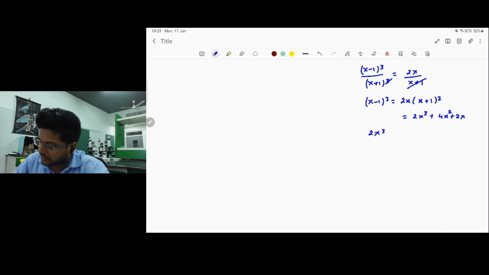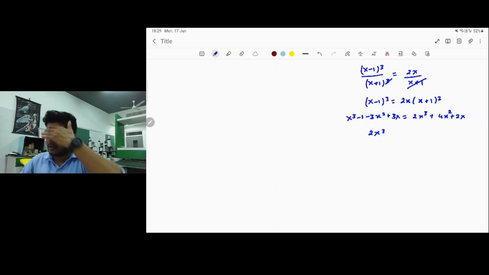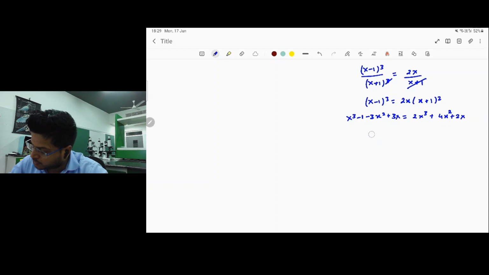Sorry, there is a mistake. (x minus 1) whole cube will be x cube minus 1 minus 3x square plus 3x. The (a minus b) whole cube will be a cube minus b cube minus 3a square b plus 3ab square. So when you bring on the right side, you'll be getting 2x cube. This 2x cube and x cube will get compensated.